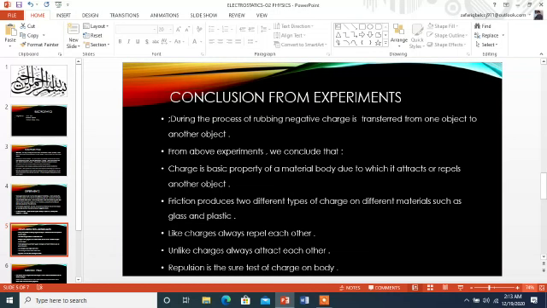And when electrons migrate from one object to another, they reside on the surface of the object, and they do not move and intermix into the whole substance. They just reside on the surface, on that area where the rubbing was done.